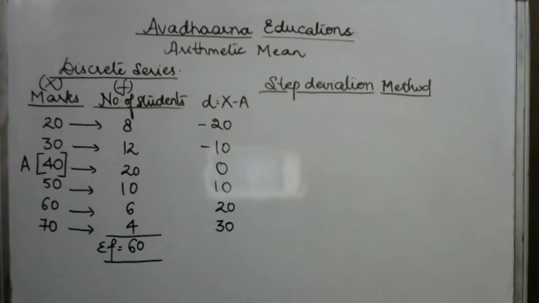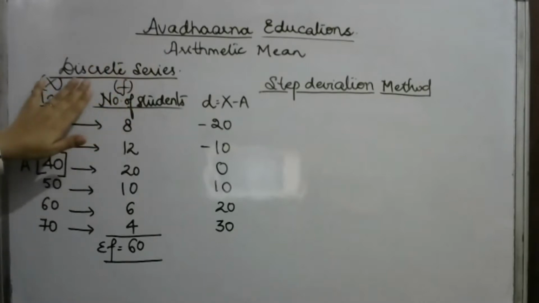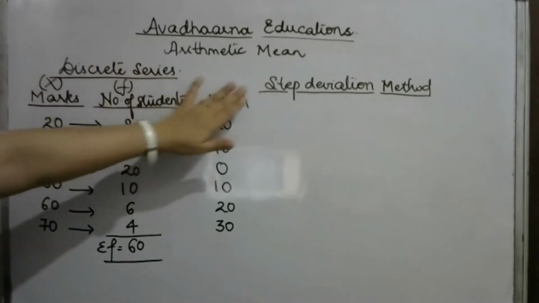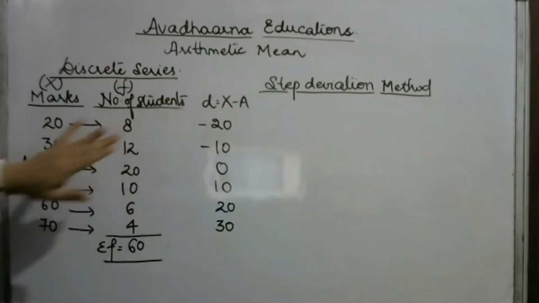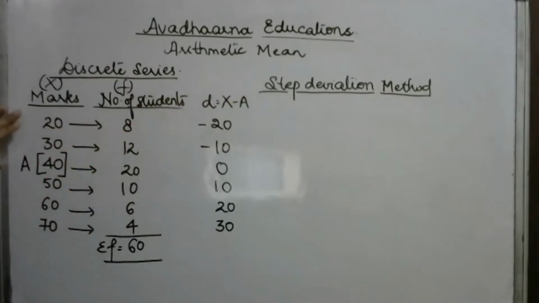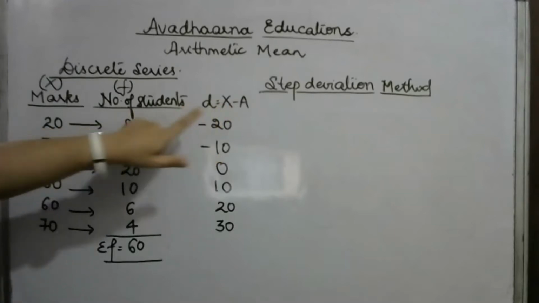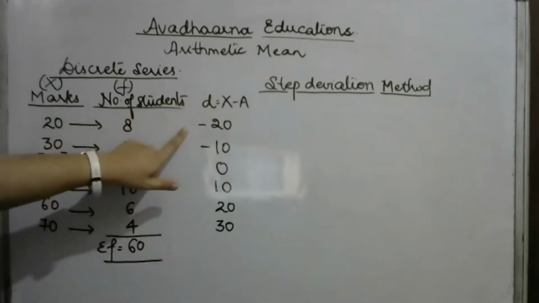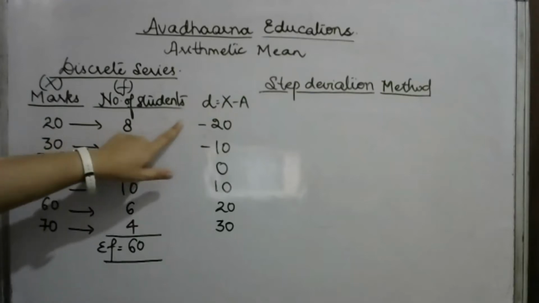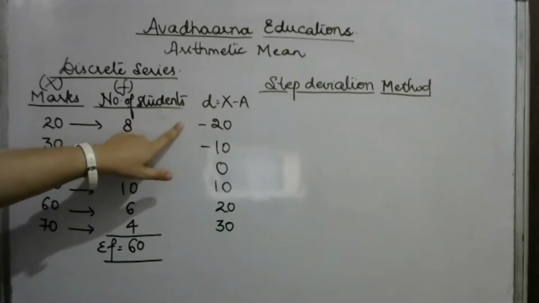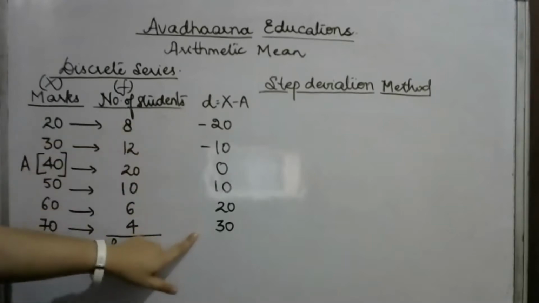So by the same example, let's continue the arithmetic mean of the discrete series by using the last method, that is step deviation method. Now the question remains the same. We'll take again assumed mean as 40. Fine. The deviations from this assumed mean are there in front of you. We have already calculated the deviations when we calculated arithmetic mean using assumed mean method. So these are the deviations.